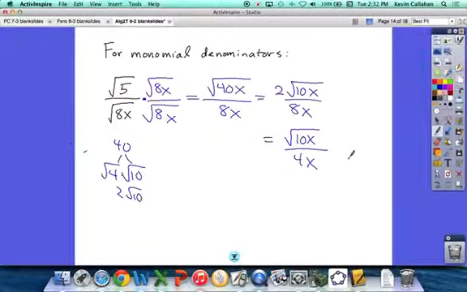Now, notice that you can't cancel these x's, right? Because one of those x's is inside of a radical, and the other one is not. You can't cancel the 2 that factors into 10 with the 2 that factors into 4, right? Because one's in the radical, one isn't. We can only do this simplifying because both were outside the radical. Okay.